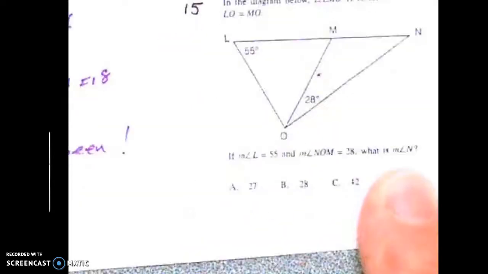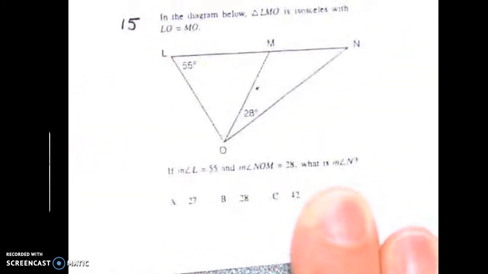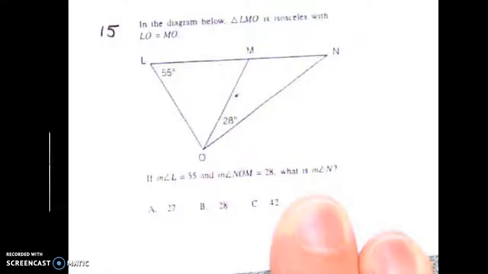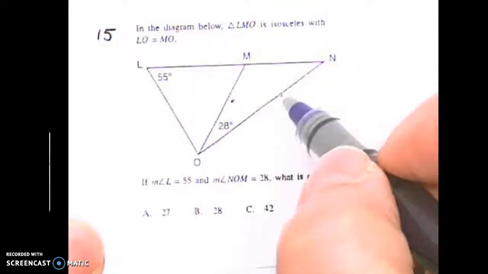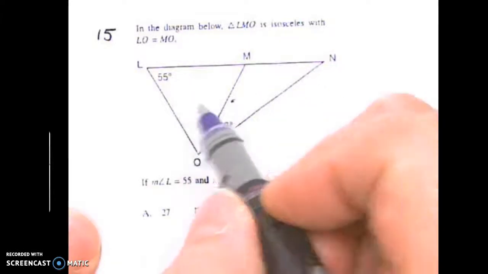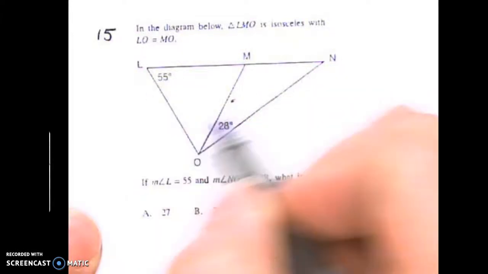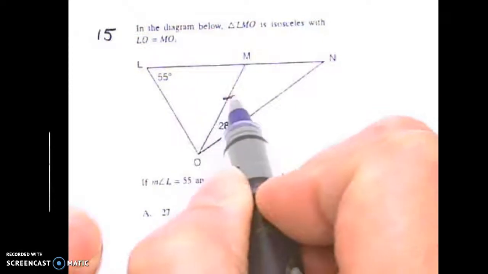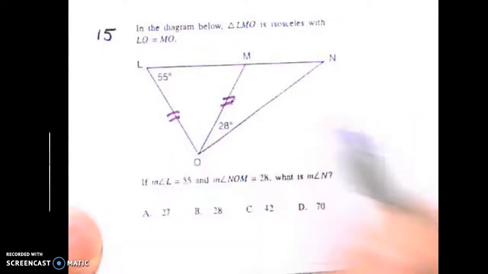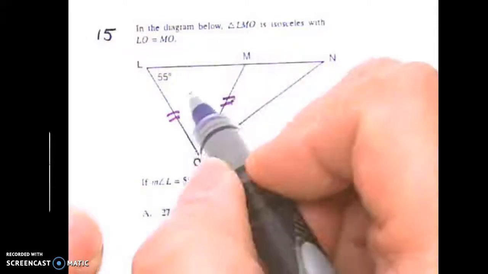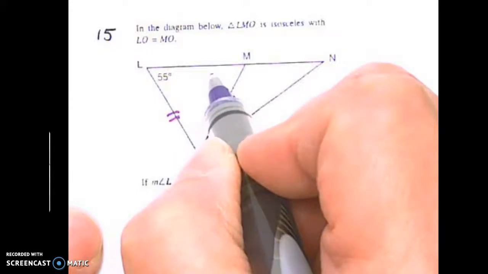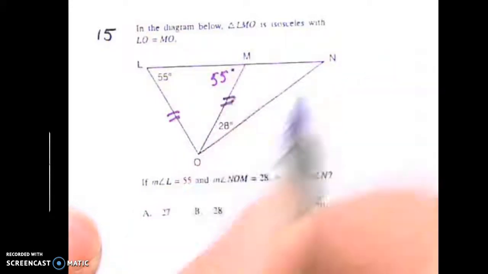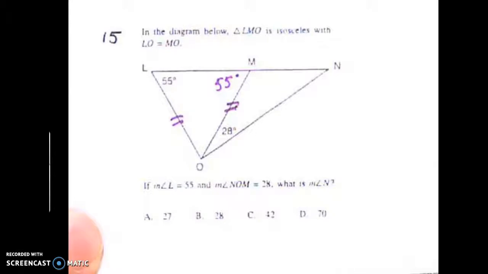Question number 15. In the diagram, triangle LMO is isosceles, and they're giving me the information that the length of segment LO is equal to the length of segment MO. So I'm going to mark that on my diagram. If I have 2 sides the same, I know that I also have 2 angles the same, so I can mark that 55-degree angle on my diagram also.